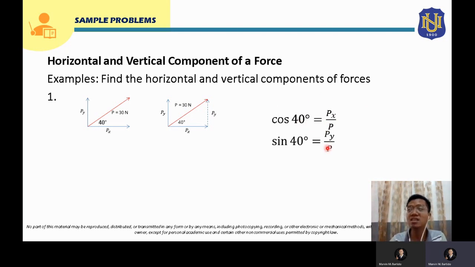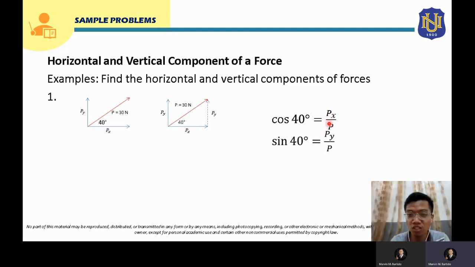Now for sine, sine is SOH, that will be opposite over hypotenuse. So your opposite side of the triangle will be Py and your hypotenuse will be P. So sine 40 degrees is equal to Py over P. From here, we can solve for Px and Py.